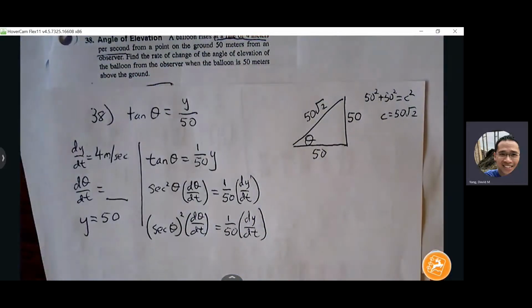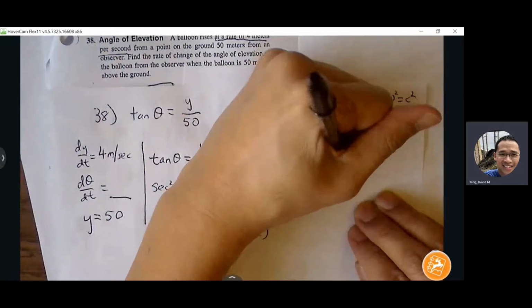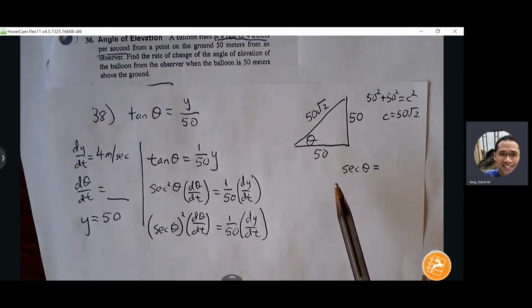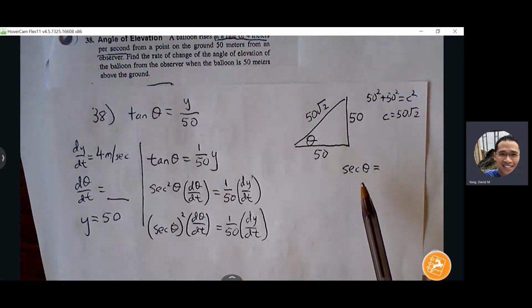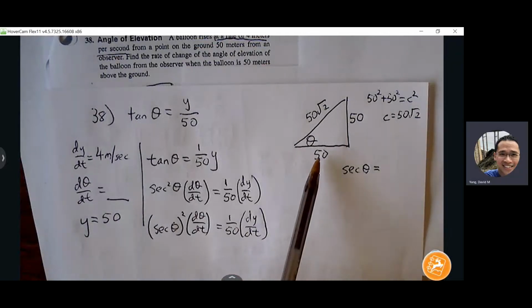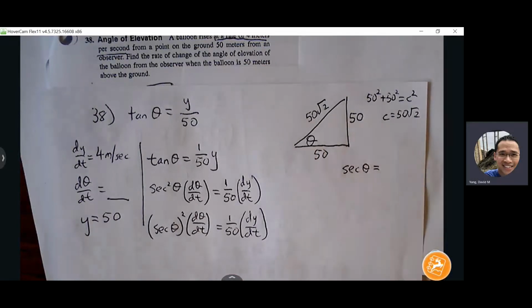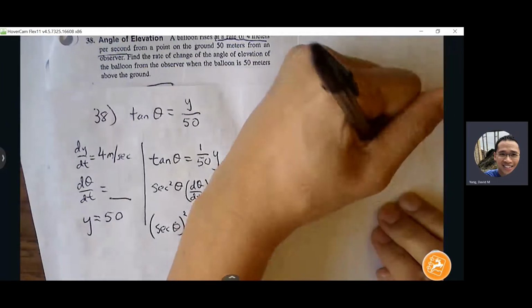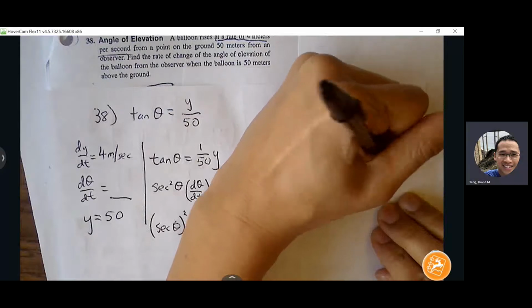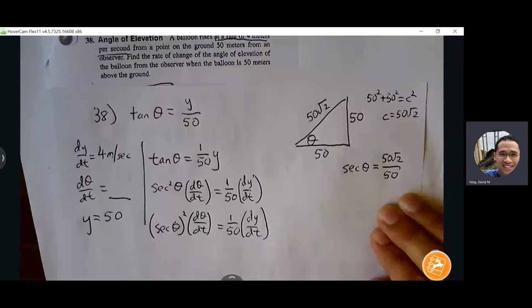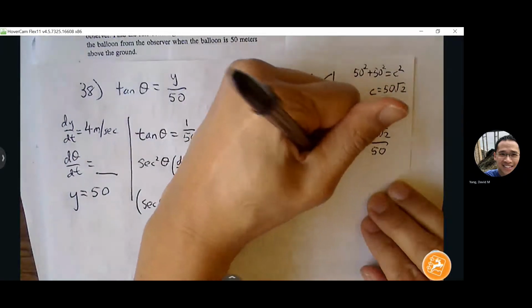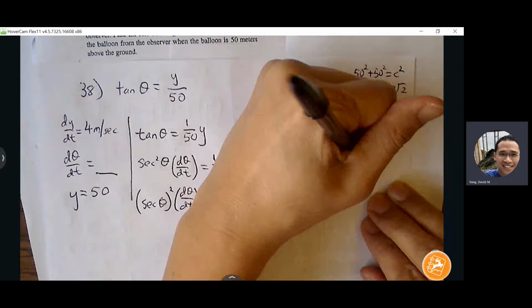So 50 root 2 is the hypotenuse. Okay. Let's find a replacement for secant theta. Now, secant is related to what? Cosine. Cosine is adjacent over hypotenuse, so therefore secant is hypotenuse over adjacent, okay? What does that reduce to be? Just root 2, right? 50 goes away.